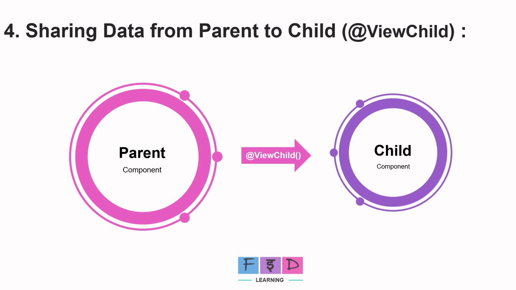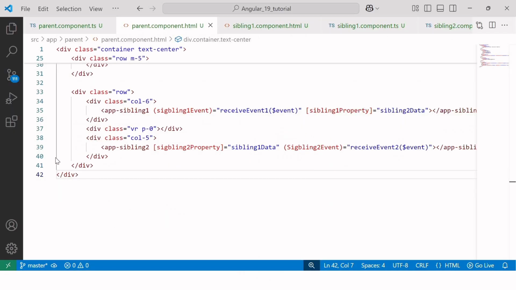So what is ViewChild? ViewChild is again a decorator in Angular that allows a parent component to access and manipulate a child component's properties and methods. Or in other words, it is a property decorator that is used to get a reference to a child component or an element within a parent component. Now let's go back to the Visual Studio Code editor and try to understand how the ViewChild decorator works.